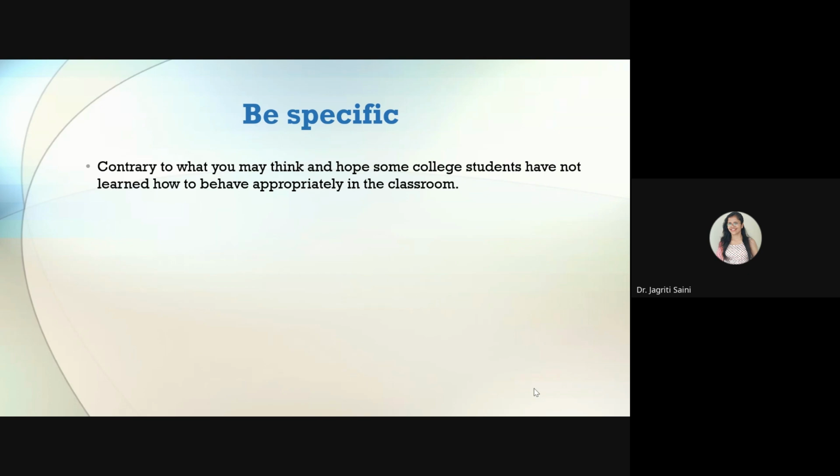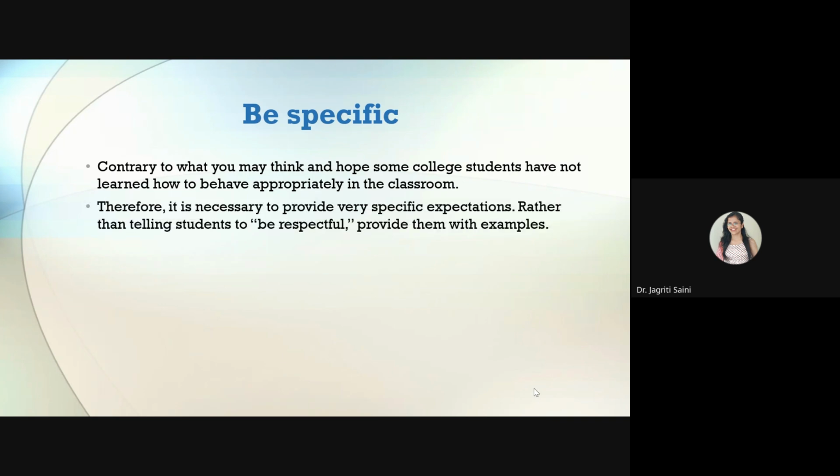And as a teacher, we also need to learn that. We cannot expect a universal behavior from everyone. There is always a variation. But in order to control and manage our class, we need to be specific with the things. Like, we need to set up clear expectations. Instead of telling your students that you have to do this and that, or you have to be respectful to me, or you have to talk like this, not like that, just give them examples.